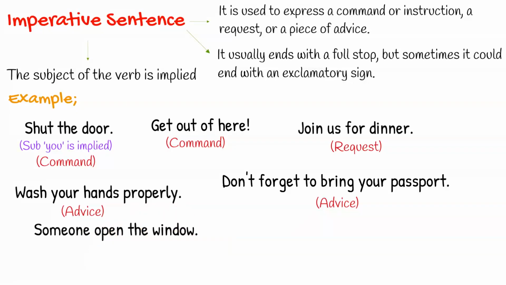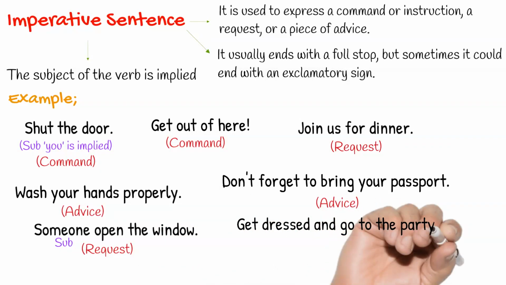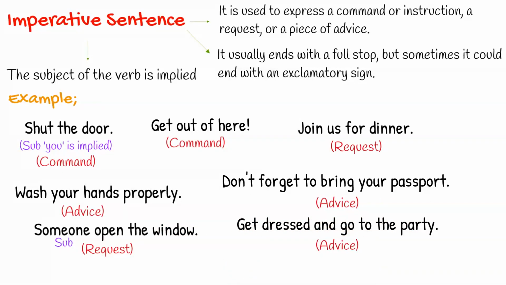Someone open the window. Here, in this sentence the listener is more than one, hence the speaker needs to specify the subject. Someone is the subject here. Get dressed and go to the party. Here, the speaker is advising the listener to be dressed up and go to the party. All the sentences above mentioned are imperative.